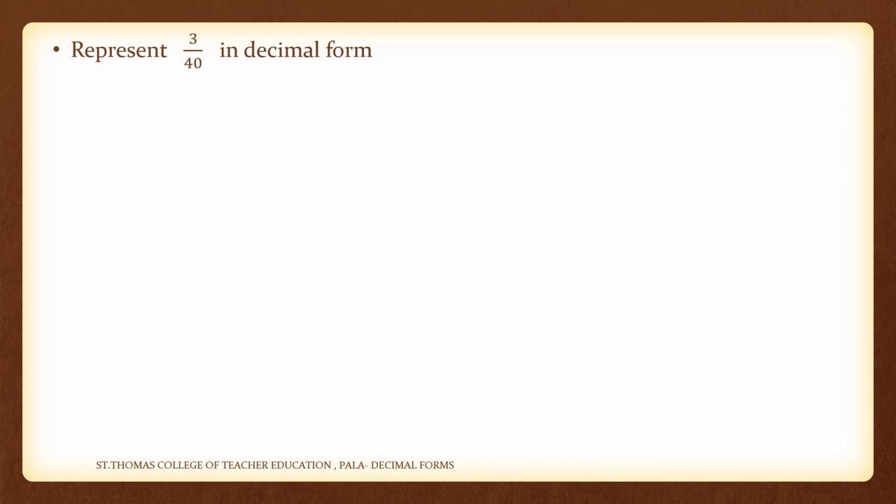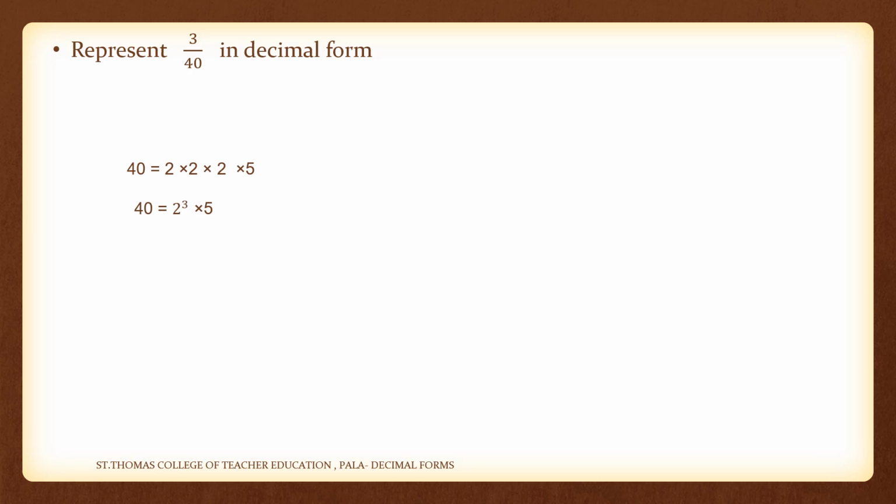Yes, what is the first step? Prime factorization of 40. Now I'm not going to show you the step. You have to do it and verify your answer with this. 40 is equal to 2 into 2 into 2 into 5. And we represent it as 2 raised to 3 into 5.